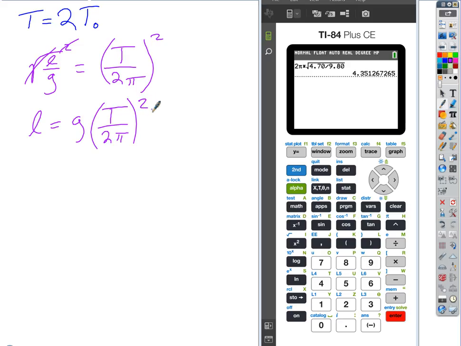And this was T naught, so T is just 2 times that, right? Okay. So let's multiply that one times 2. So there's T, right? That's my new doubled period. So now let's just evaluate this expression. So our answer is going to be G, 9.80 times the quantity.